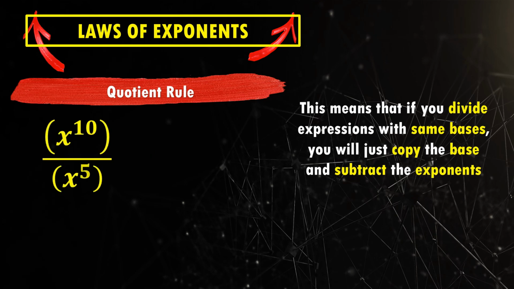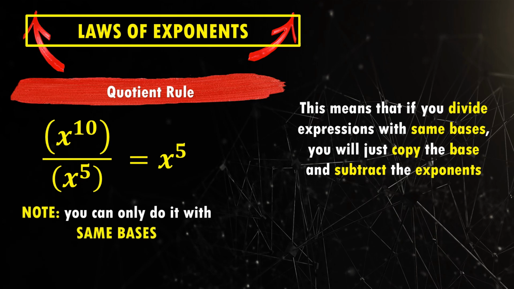So here's the example. x raised to 10 over x raised to 5. Same sila ng base pa rin, which is si x. So ang makukuha natin sagot is x raised to 5. Paano natin nakuha yung ganyang sagot? Yung exponent, ima-minus lang natin. So we have 10 minus 5. Kaya meron tayong sagot na exponent na 5, and then yung base is yung x. Kaya ang sagot natin ay x raised to 5. Note, you can only do it with same bases.